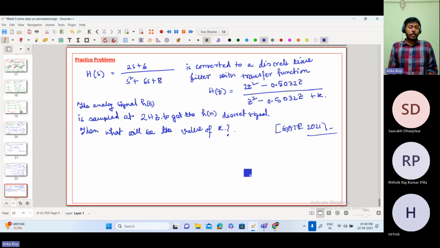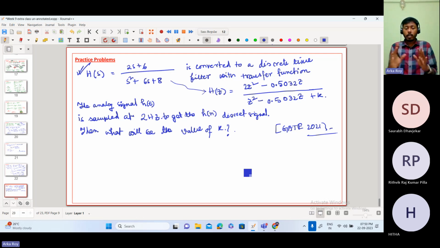So in this question, they have given an analog transfer function. Because this is the Laplace transform over here, this is an analog transfer function, and they have said that this analog transfer function corresponds to a particular filter, that is an analog filter. That analog filter has been converted to a digital filter, that is H of z.